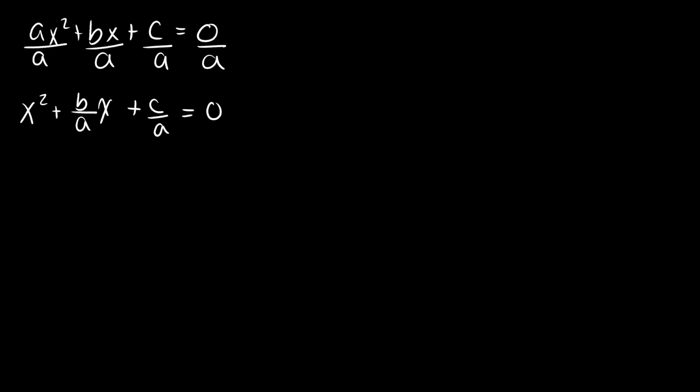Now, to complete the square, I need to add something to both sides. I have the c over a on the left-hand side, and I don't want that there. I need something else there other than the c over a. So what I'm going to do next is subtract c over a, but I've got to subtract it from both sides. So now I will have x squared plus b over a x equals negative c over a.